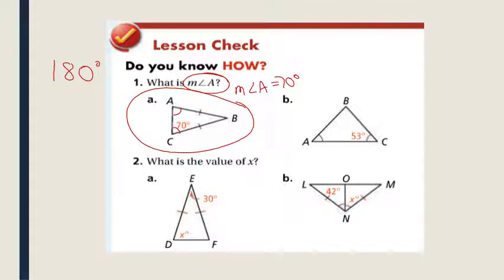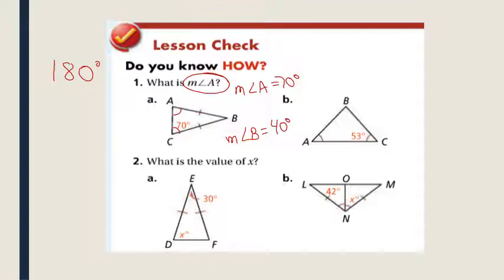Now, if I asked you to find the measure of angle B, you could also find that. I know the question doesn't ask for that. But if I had asked you, what's the measure of angle B? Well, if A and C are 70, then B has to be what's left over to get 180. So it'd be 40 degrees.